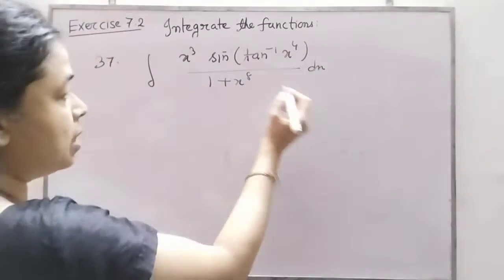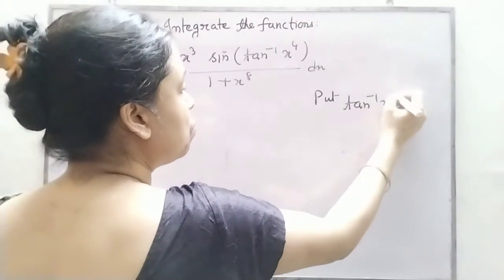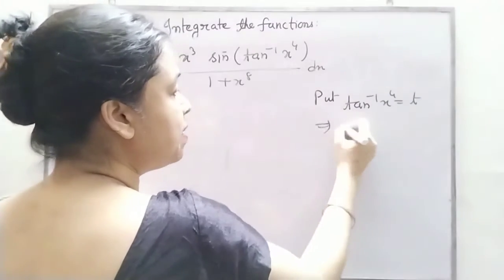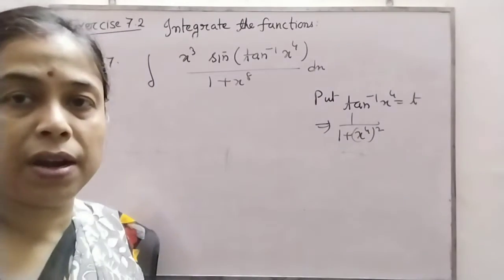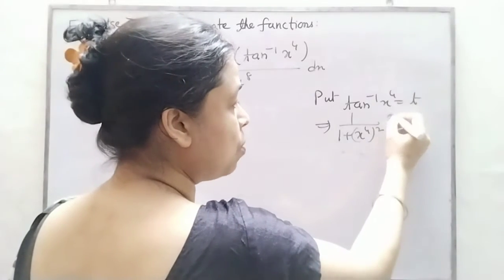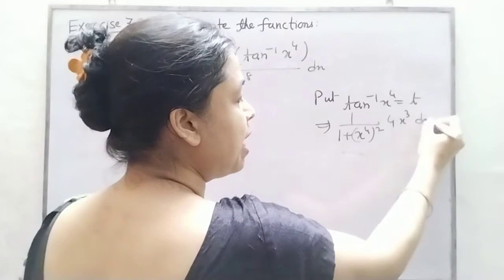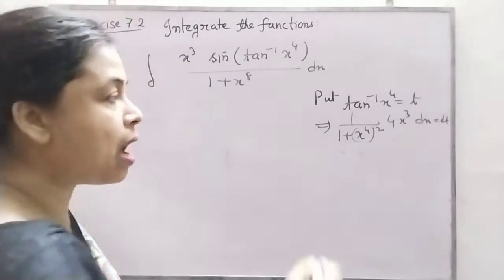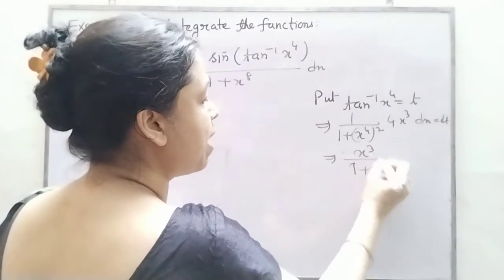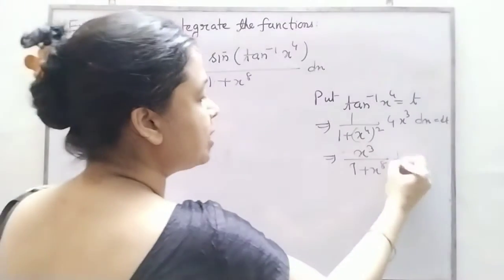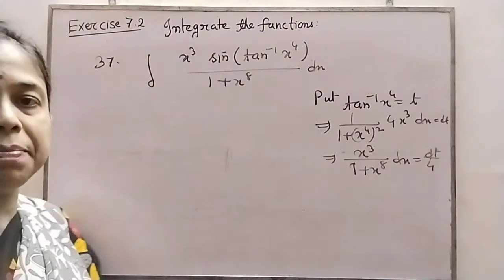So if I use the derivative here, put tan inverse of x to the power 4 equal to t, then its derivative is what? 1 by 1 plus x square, so x is x to the power 4. And I have to take the derivative of x to the power 4, which is what? 4x cube into dx equal to dt. Now I have here x cube by 1 plus x to the power 8 into dx in the integrand, and if you bring the 4 to the right, it becomes dt by 4.